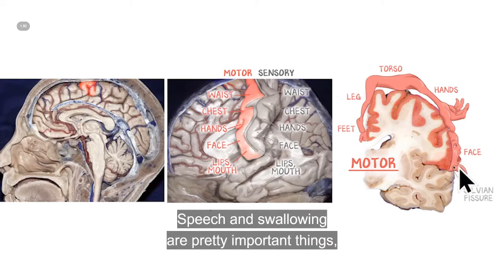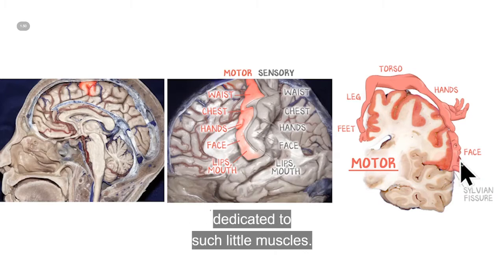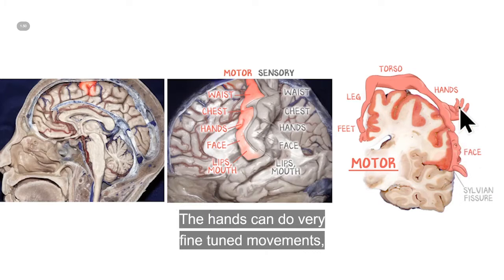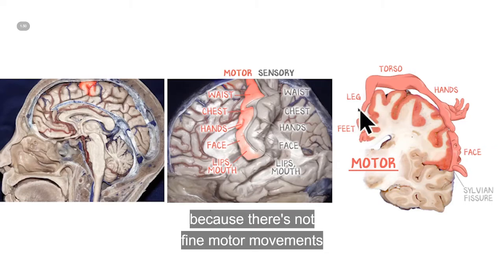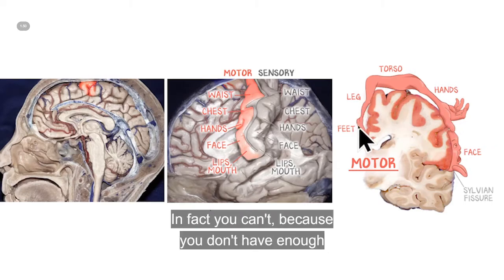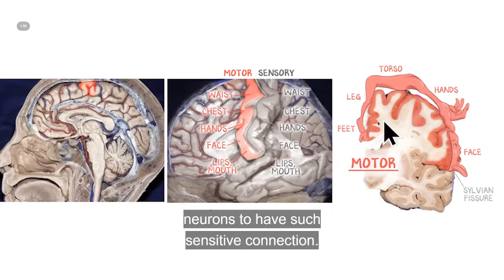Speech and swallowing are pretty important things, which is why they have so many neurons dedicated to such little muscles. The hands can do very fine-tuned movements, and so in order to do that, you need more neurons. And so the torso, legs, and feet need less because there are no fine motor movements, such as writing, that you do with your feet. In fact, you can't, because you don't have enough neurons to have such sensitive connection.